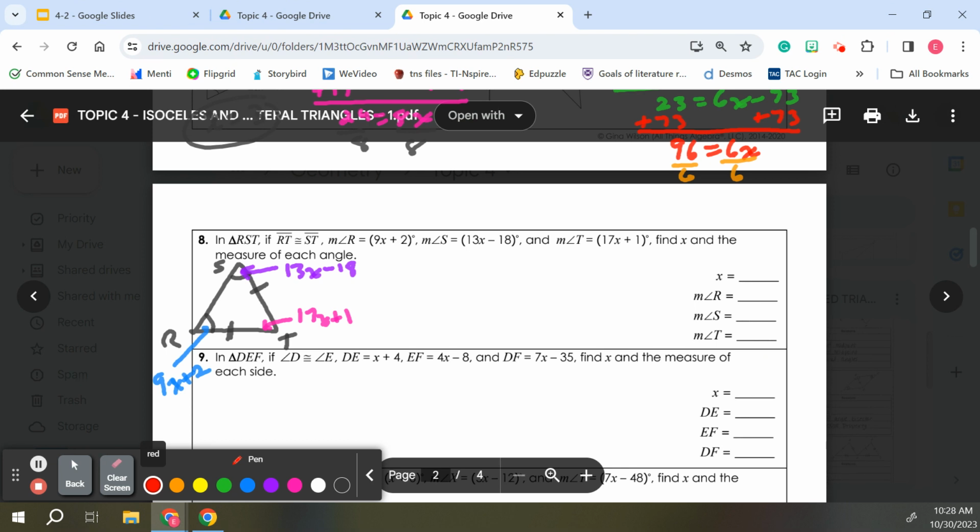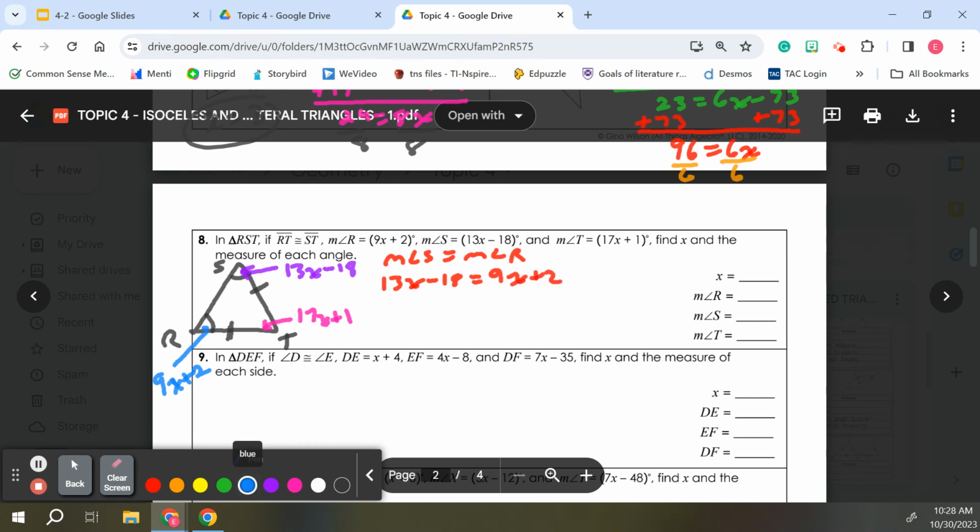Which ones? Good. Not R and T. Yeah. S and R. Very good. So we're going to set the measure of angle S equals the measure of angle R. So this is going to be 13x minus 18 equals 9x plus 2.